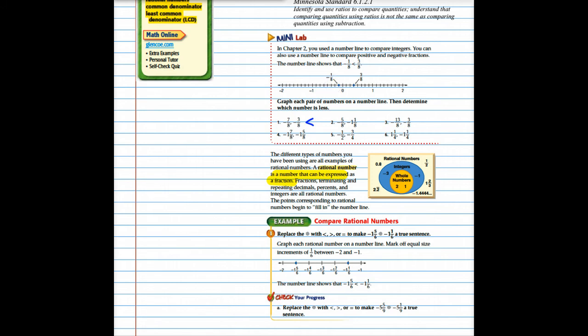Example number 2. Negative 5/8, 1, 2, 3, 4, 5, right here. Negative 1 1/8 is right here. So negative 5/8 is to the right on the number line, making it the greater number. So negative 5/8 is greater than negative 1 1/8.